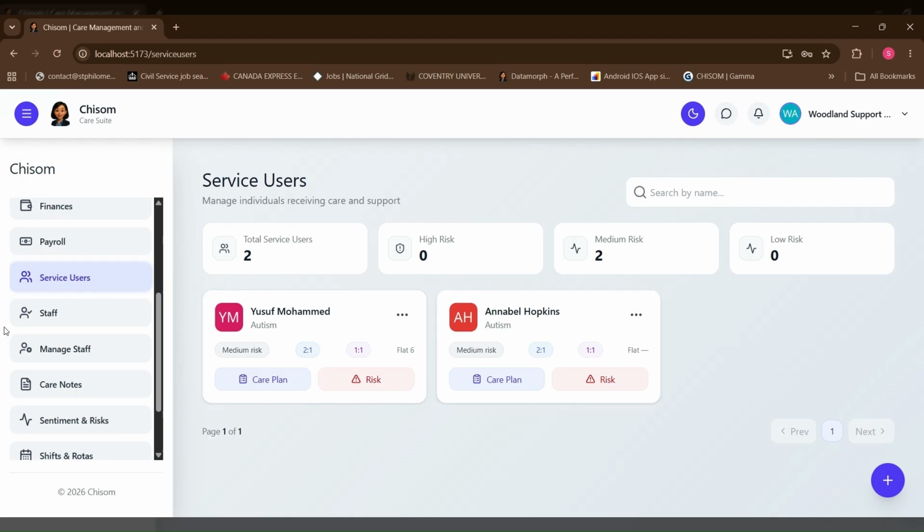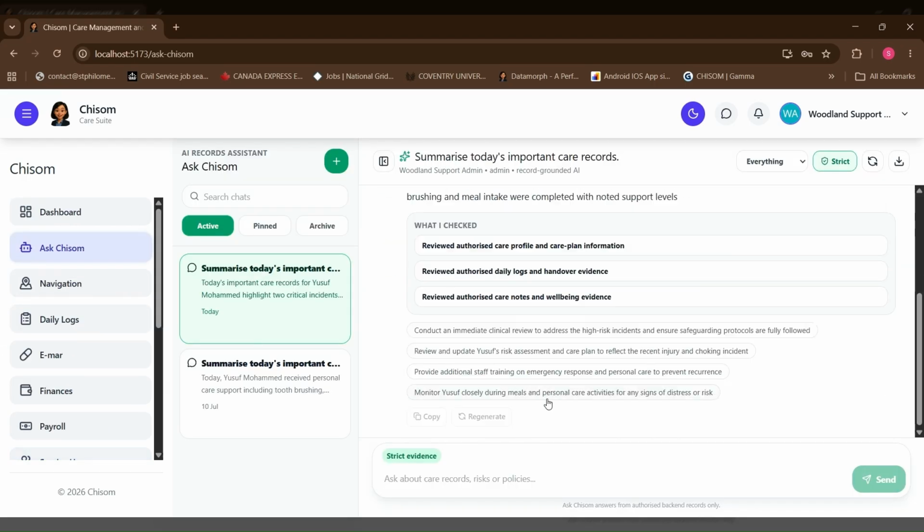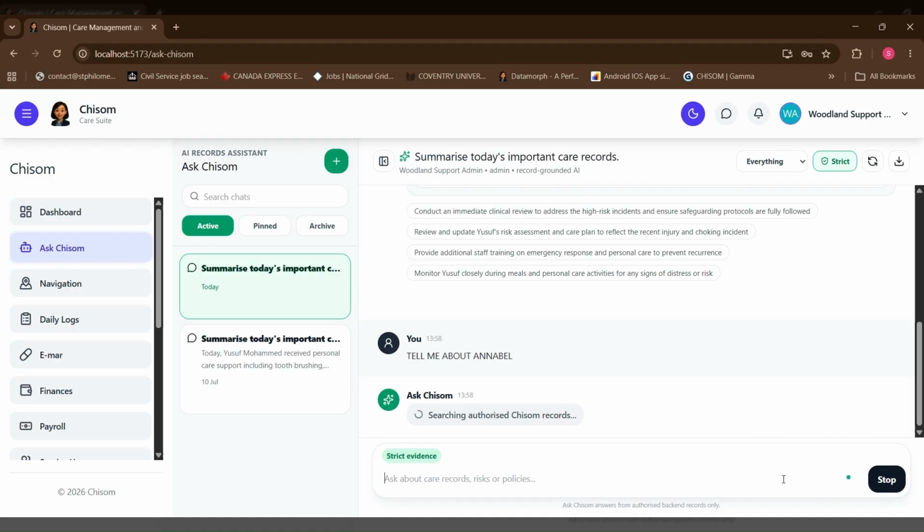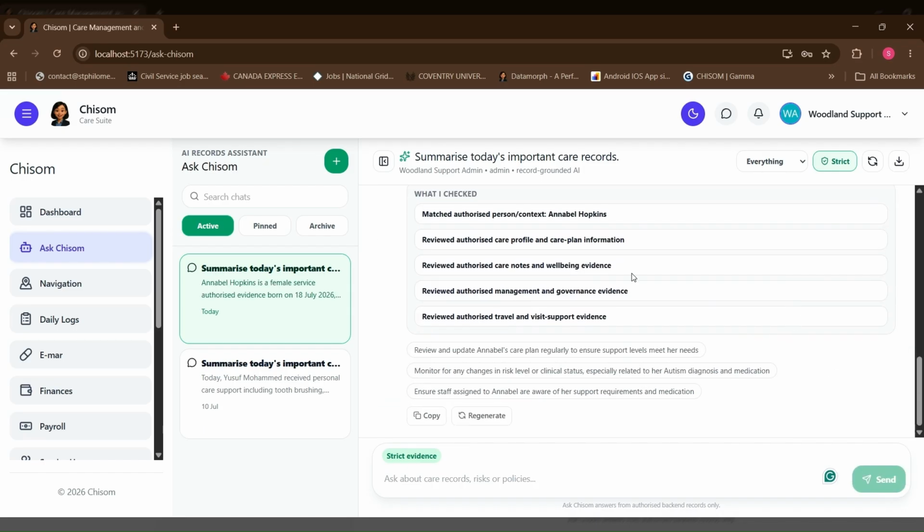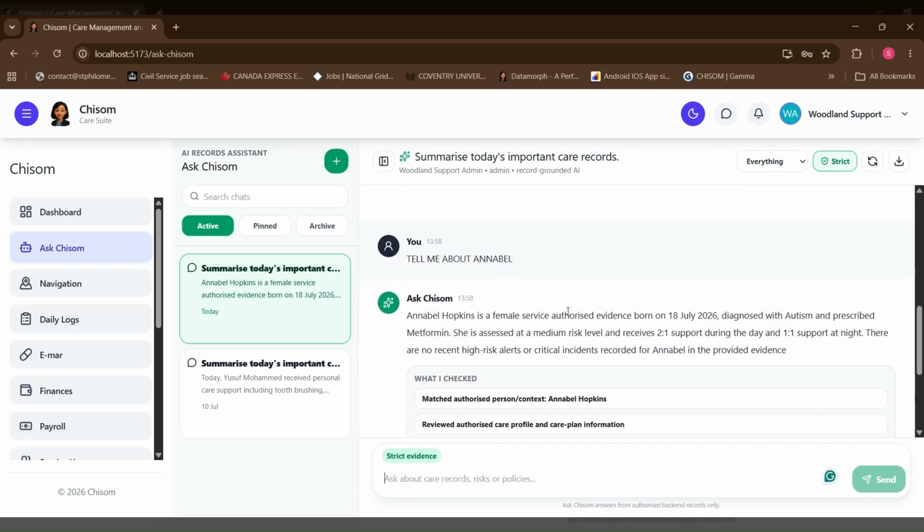So this is Annabelle, right? So if I come over to Ask Chisom, because I just created this account, if I ask, tell me about Annabelle, it will tell me based on the information it has concerning Annabelle. Then Annabelle, female, born on the 18th July. If you notice, we created this today, and by default, since we didn't choose a date of birth, it took today's date, diagnosis of autism, prescribed metformin. So this is what we just created, if you can remember.